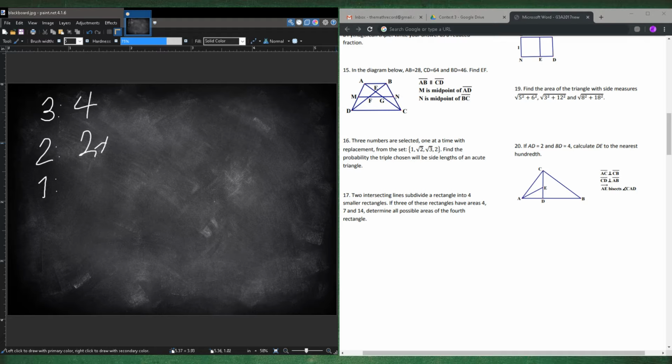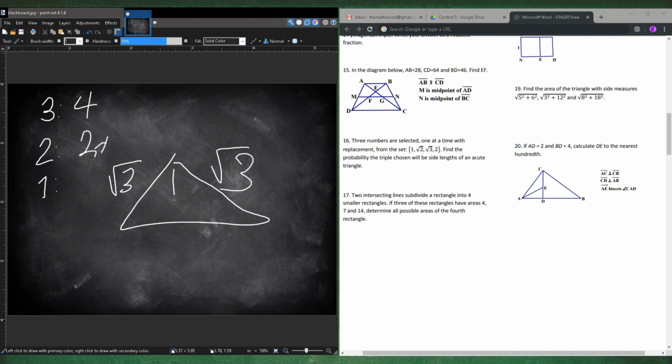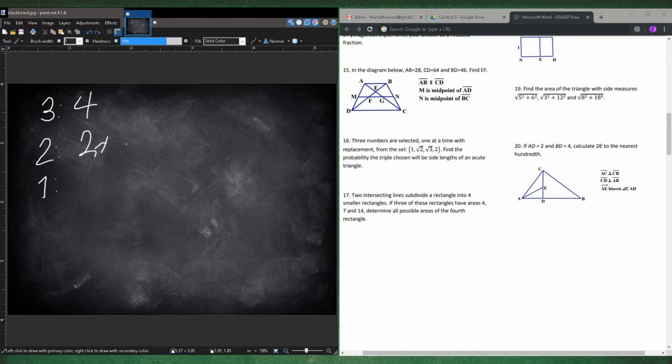Square root 3, square root 3, and 2. That also works because 3 plus 3 is 6, which is greater than 4, so that works. And square root 3, square root 3, and 2 also works because if this entire thing is 2, halfway is just 1, and square root 3 is greater than 1, so it's going to work. So all 3 of square root 3 work. Now 2, 2, and 1.